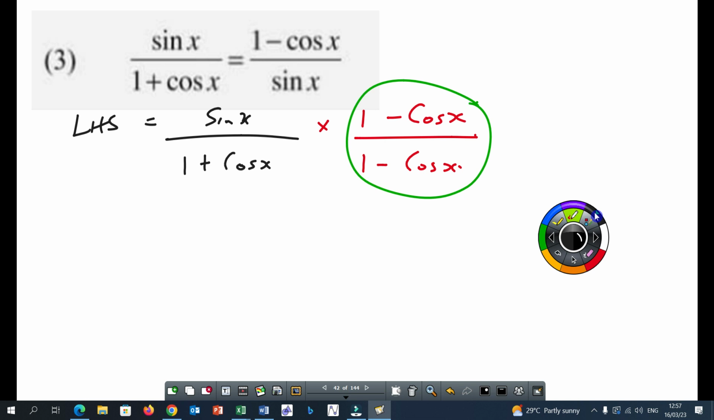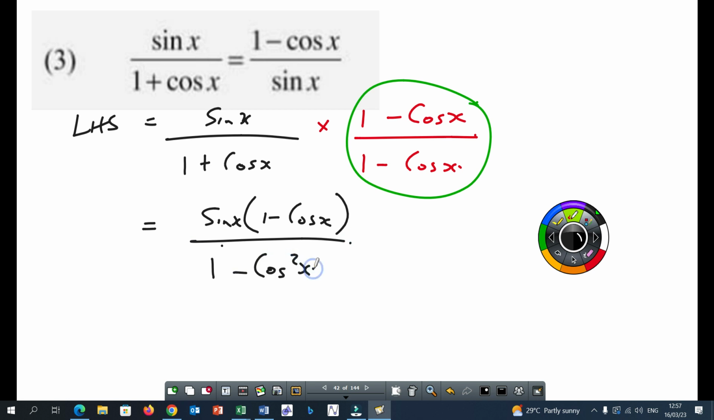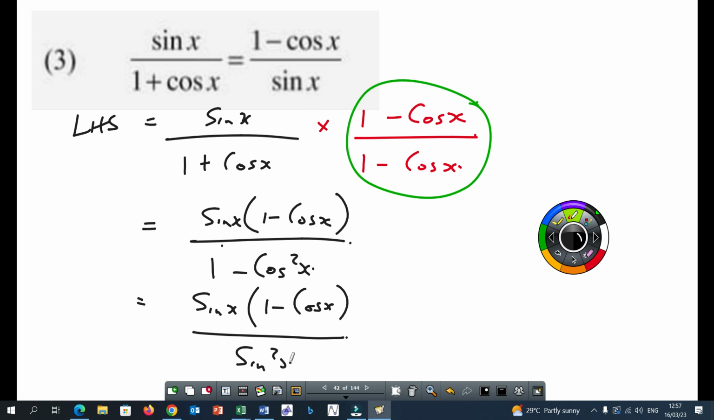Why we do that is for us to be able to simplify and get the right hand side. So when we multiply here, we end up getting sine x times 1 minus cos x all over 1 minus cos squared x, because 1 plus cos x times 1 minus cos x gives you a difference of two squares. And then the denominator is equal to sine squared x.